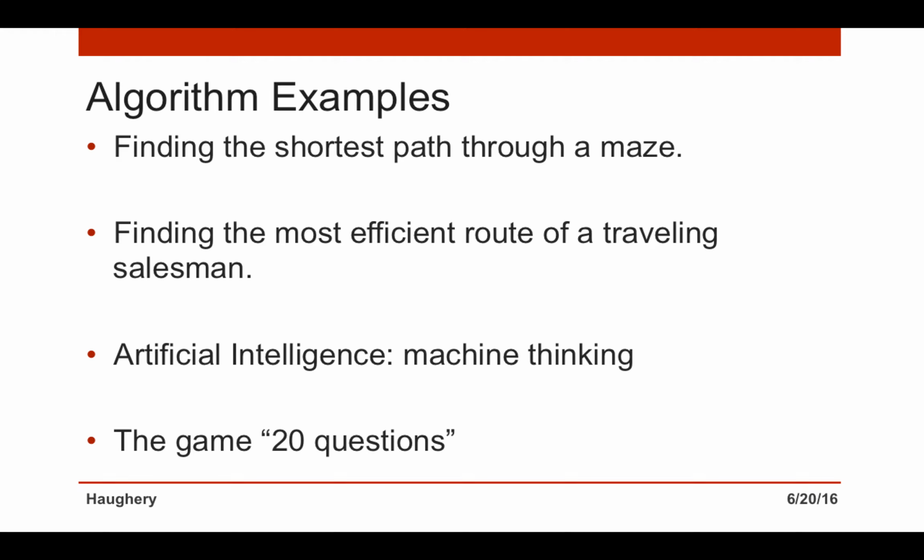Other examples of algorithms are finding the shortest path through a maze, finding the most efficient route of a traveling salesman, artificial intelligence, machine thinking, the way machines are able to make decisions based on inputs, very often programmed and controlled by algorithms. The game 20 questions, you could envision this as an algorithm to get to the answer as quickly as possible within 20 questions. And so you're using inputs, being the answers you get, determining what the next questions you're going to ask.